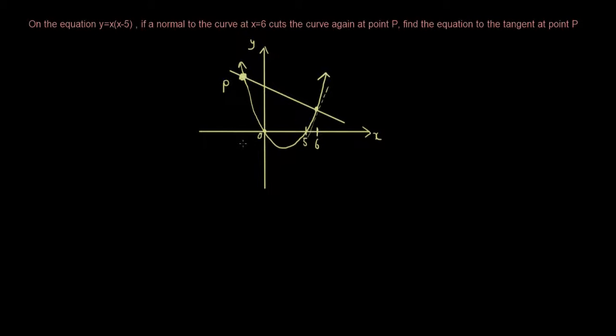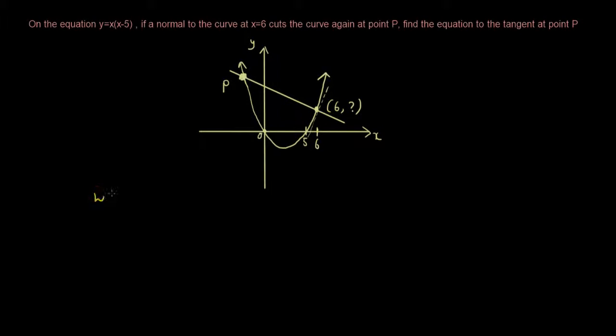So what we're going to do is, obviously, we're going to find the normal equation, and in order for us to find the normal equation, we need two things. Firstly, we need the coordinates of this point. We only know that x is equal to 6 at this point, but we don't know what the y coordinate is. So let's find that first.